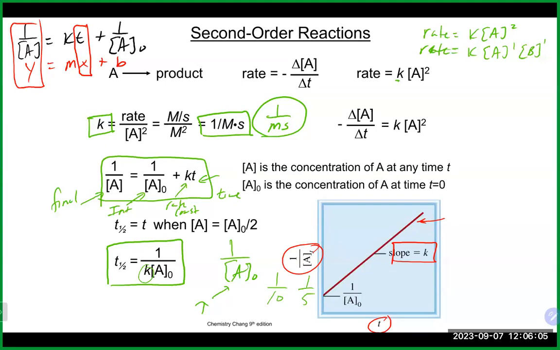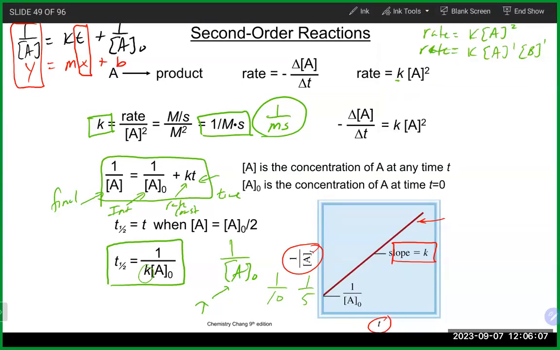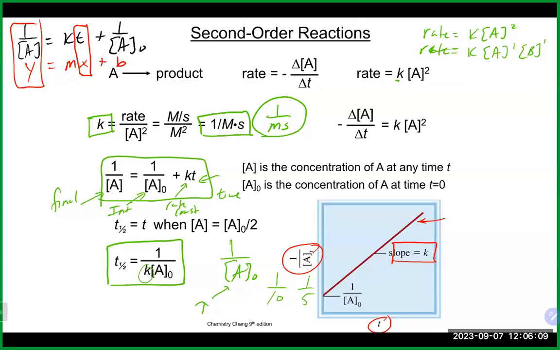So much like first order, you do need to know those 4 important things: the units associated with the rate constant, our rate law for the second order, our half-life, and obviously our graph that is associated with that. And again, that is a different graph than what we saw with first order, which was the natural log of A versus time, giving us a negative sloping straight line. Any questions on that one?